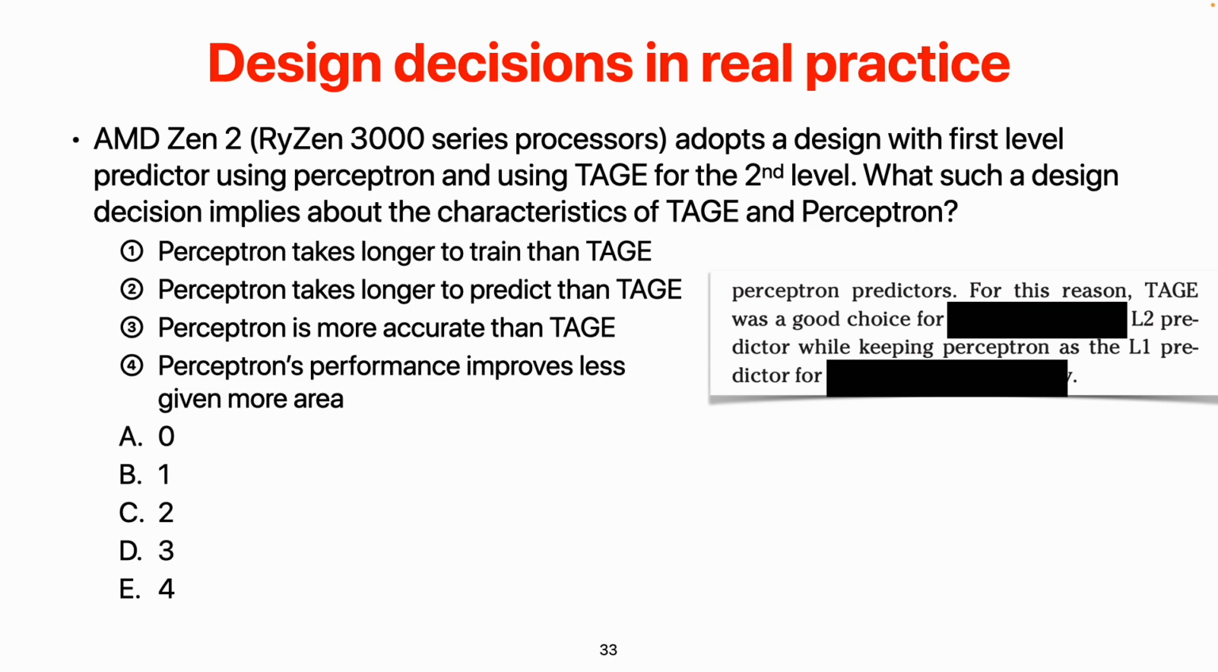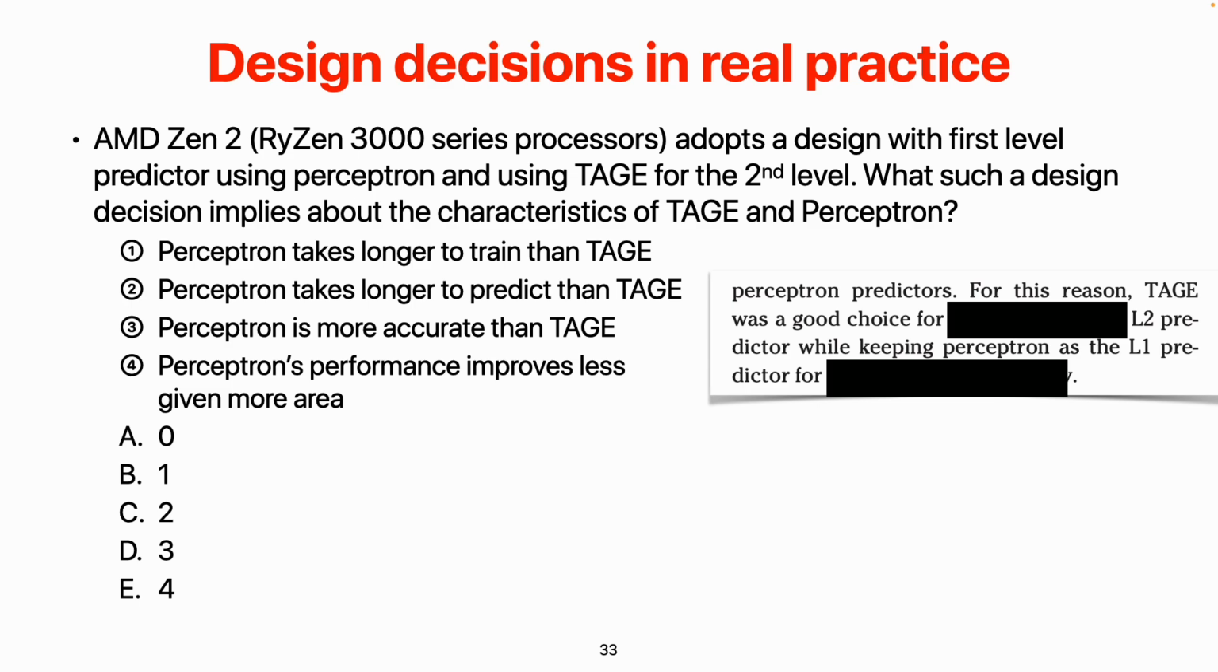However, it doesn't make sense if you have a second level predictor that's less accurate than the first level, right? So what does that tell you is the latency of making a prediction, at least perceptron, is shorter. However, perceptron must, here I would say must, not be as accurate as TAGE. Otherwise, we could have just used perceptron, right? Do you agree with that? So these are the 2 things that we can conclude for sure, right?